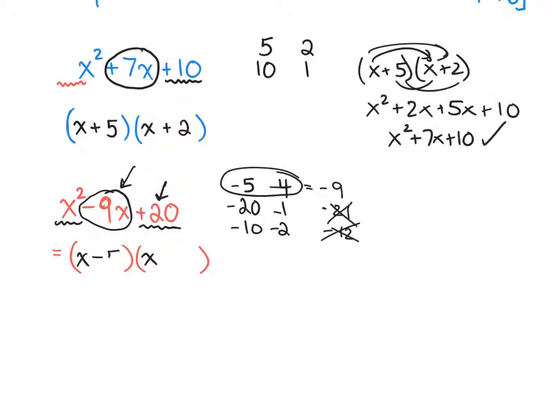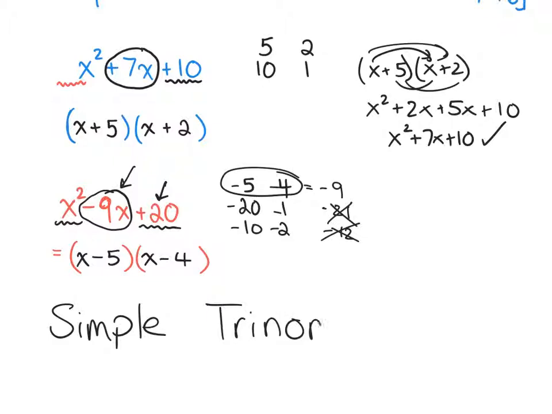So let me just pop a -5 and a -4 in the brackets. Okay, so that's it. And if you want to check it, you just expand the binomial and make sure it works. Okay, so that is called factoring, and all we covered in this video were simple trinomials.